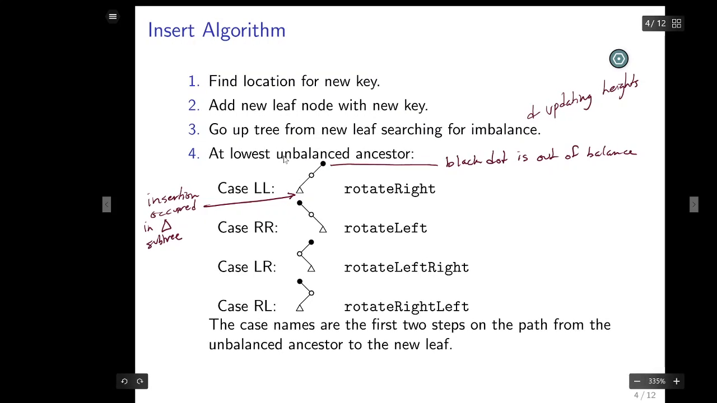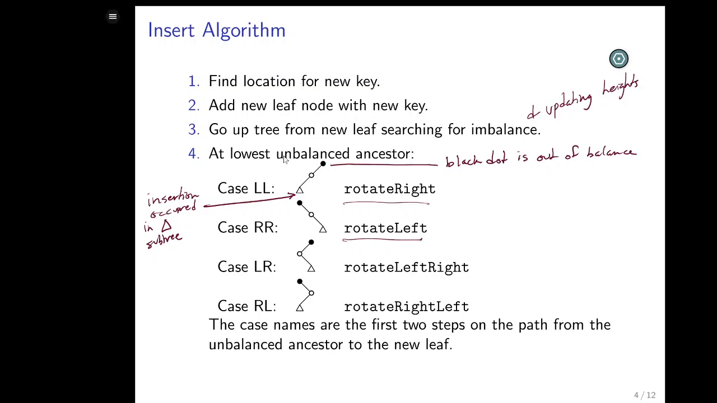If the insertion happened in the left child of the left child of the node where the imbalance is, then I perform a single rotate right. If, on the other hand, it was the right child of the right child where the insertion occurred from the node that's out of balance, I would perform rotate left. If it's an elbow or another elbow, then I either do rotate left right or rotate right left, depending on the path that I have taken back up from the insertion to get to this node of imbalance. And that fixes it.